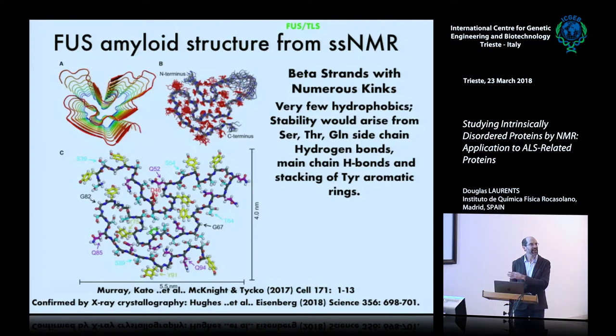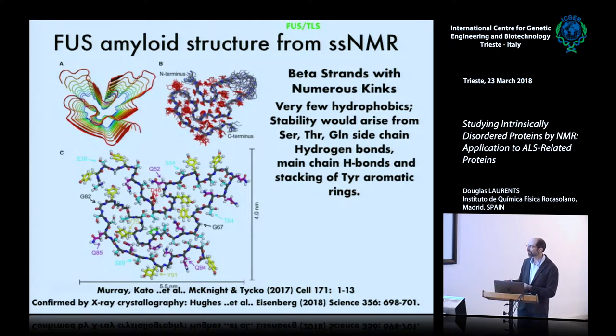It's interesting to point out that this amyloid is very poor in hydrophobic residues. You probably know that A-beta, that's implicated in Alzheimer's disease, is very hydrophobic. So A-beta can be stable because it has a lot of hydrophobic interactions. In the FUS-TLS, the amyloid probably is less stable. It only has hydrogen bonds to contribute to its stability. And also perhaps the stacking of tyrosine aromatic rings.